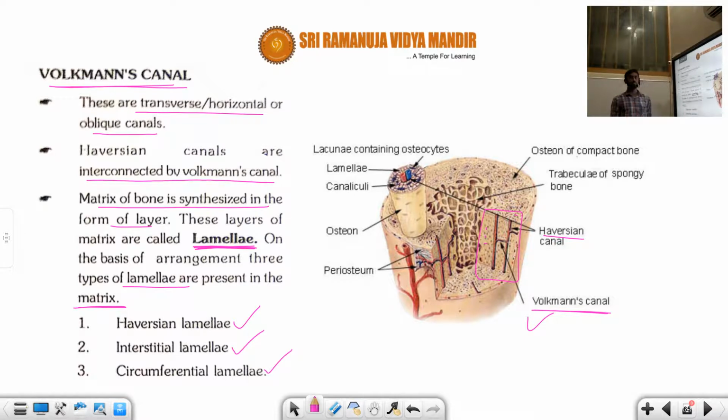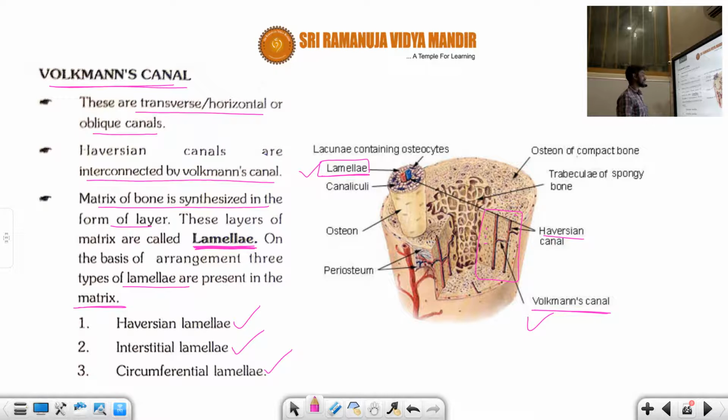This is a very, very important point. Up to now what you understood is the Haversian canal and the Volkmann canal. Now I'm going to teach you about the matrix. The matrix of the bone is synthesized in the form of layers, right? Generally the matrix can appear as solid, liquid, or layer. So in the bone structure you need to understand that the matrix is a layer, and that layer is called lamellae. You can see, student, this is a lamella. So the layer of the matrix is called the lamellae. Okay, this is the point.